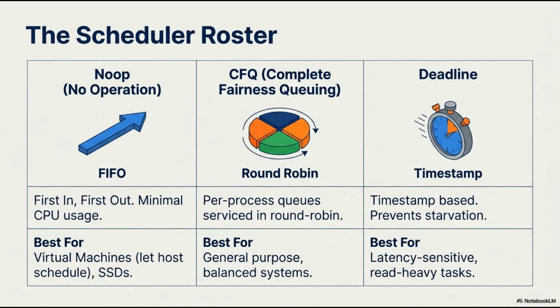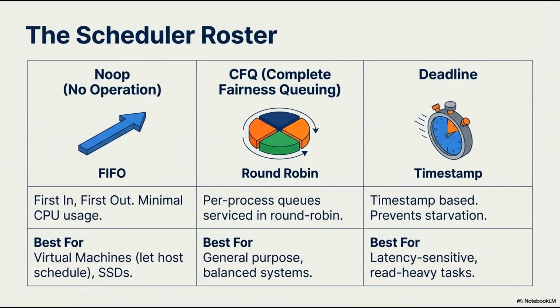It creates a separate queue for every single process running on the computer. Then it just services them in a round-robin fashion. One for you, one for you, one for you. Exactly. It makes sure that no single application can hog the entire hard drive. It's the default for most general-purpose systems because it keeps everything feeling smooth.